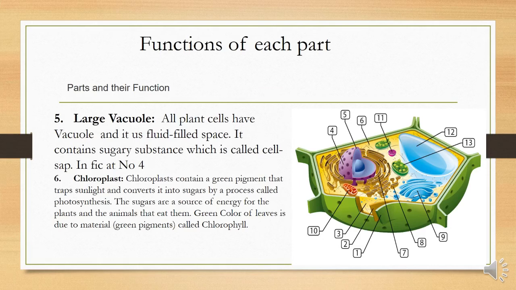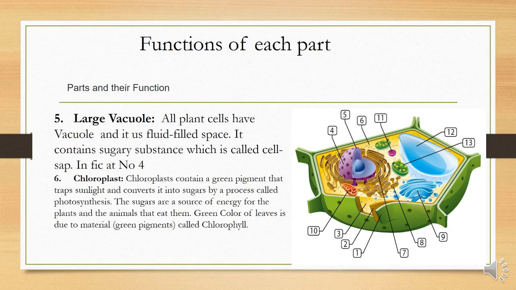The number 5 in the picture is a large vacuole. All plant cells have vacuoles, one vacuole which is large in size, and it almost covers the major portion of the cell. It is a fluid-filled space. It contains a sugary substance which is called cell sap.